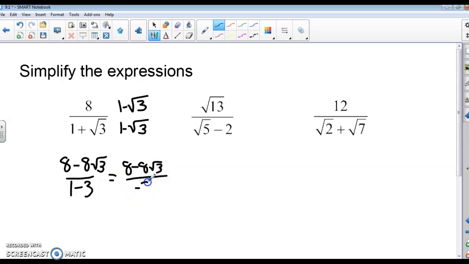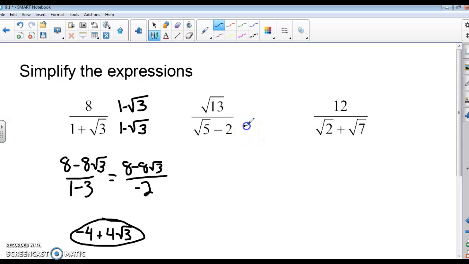Now if we look at this, can this be simplified any further? Well, we're looking at the numbers in front here, right? 8 and negative 2, and negative 8 and negative 2 all can have negative 2 go into them, right? So we're going to simplify this. This becomes negative 4, because 8 divided by negative 2 is negative 4, and negative 8 divided by negative 2 is positive 4. So it turns into negative 4 plus 4 root 3 over 1, but we don't have to write that. So that is our answer for the first example.